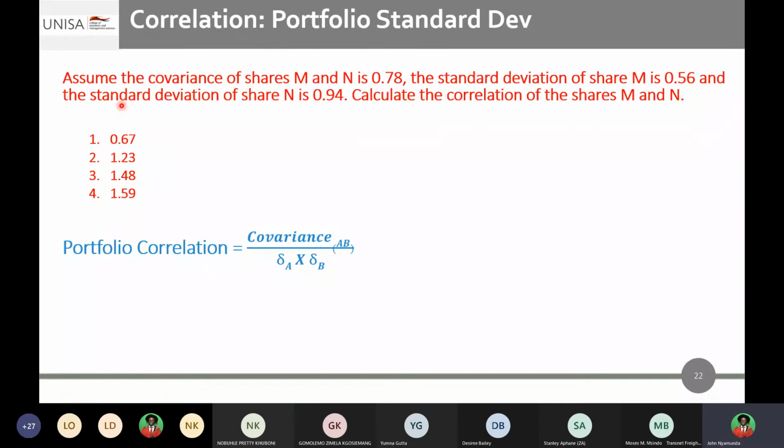Assume the covariance of the shares M and N is 0.78. The standard deviation of M is 0.56 and the standard deviation for N is 0.94. Calculate the correlation of the shares M and N. Okay? Plug and play, ladies and gentlemen. Plug and play and make your choice. Okay, close poll.